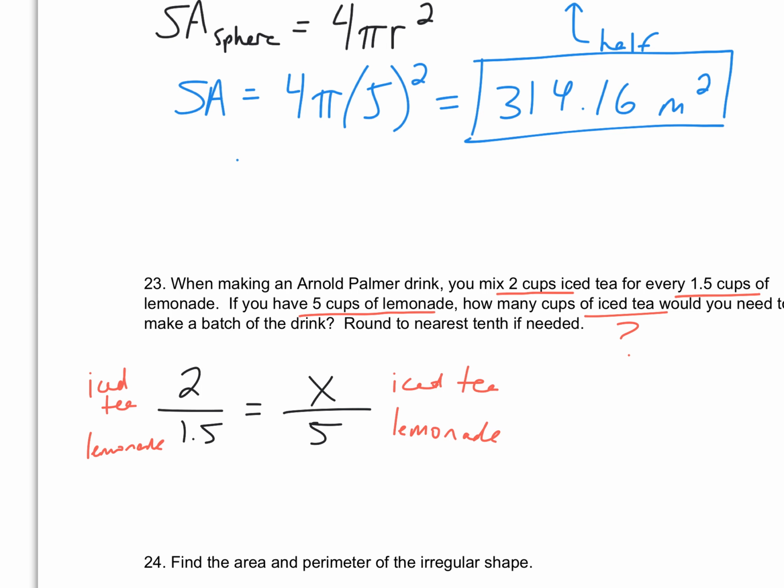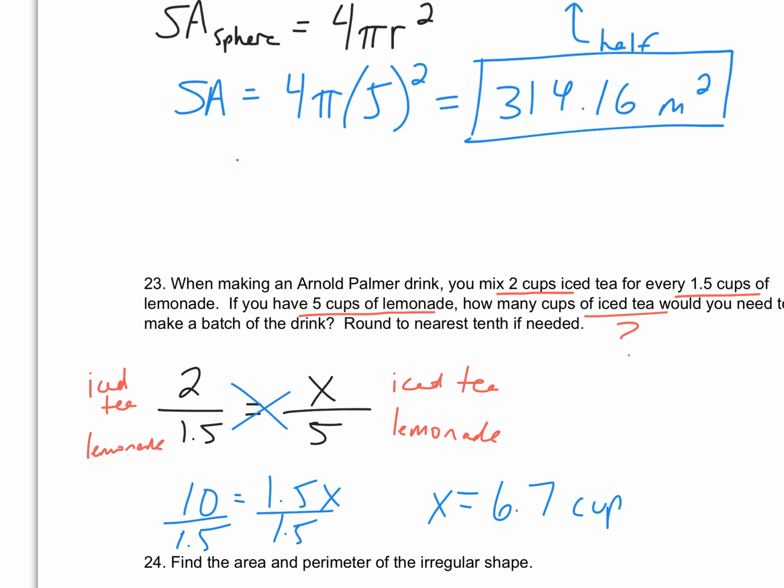Cross multiply. 2 times 5 is 10, 1.5x, and then we just need to take 10 divided by 1.5 and get, because when I divide 1.5 on both sides, I get x to be 6.66, so the nearest tenth, 6.7, and that would be cups iced tea.